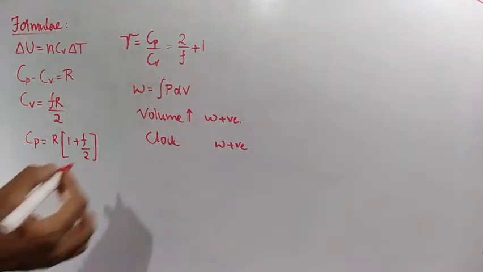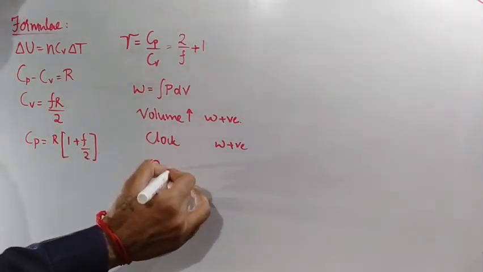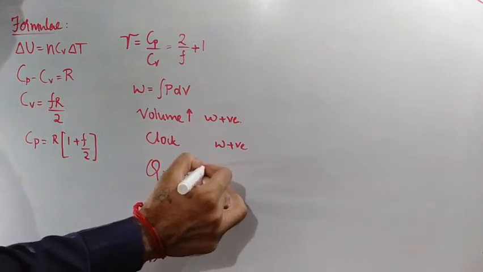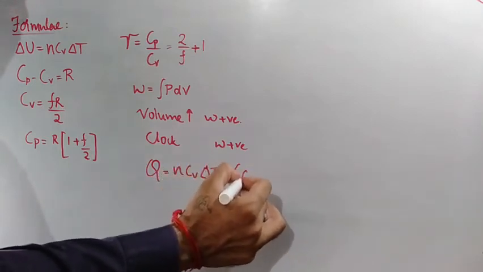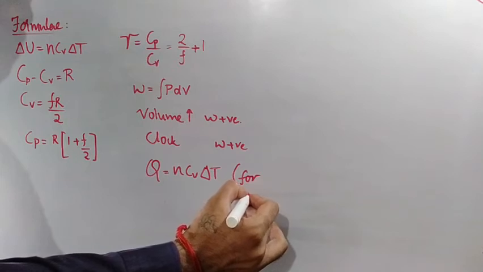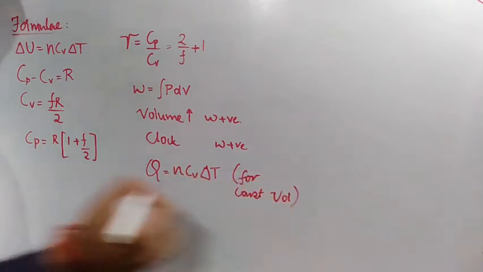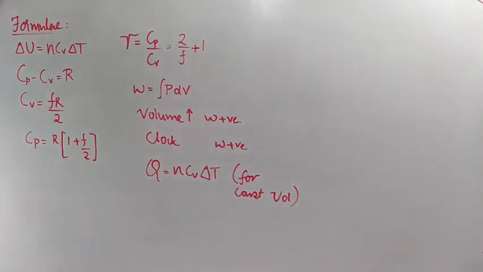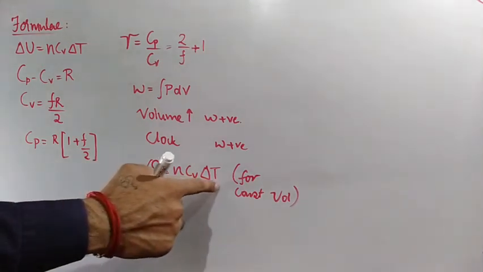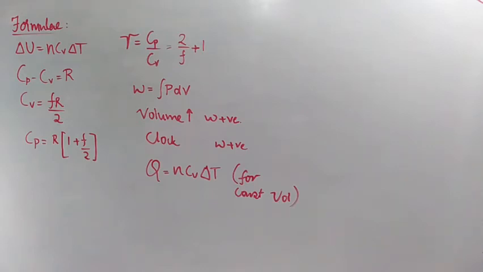And heat, for heat, what formula we had used? Q is equal to nCv delta T. This is for constant volume. Clear? For constant pressure means what you have to write? nCp delta T. Clear? And work done equations in case of isothermal process, I hope you might have been remembered. In previous class we had discussed those things.